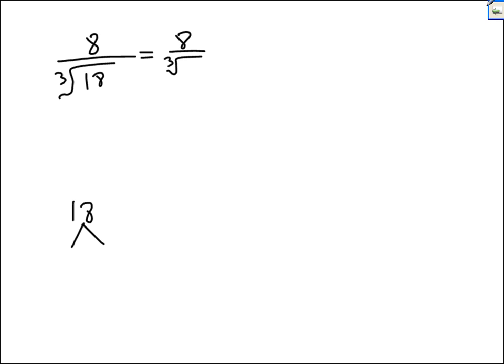Okay, let's consider this problem. Suppose you have 8 divided by the cube root of 18. It really pays to look at the prime factorization, because 18 is large. You really do not want to do this. You don't want to do it this way.